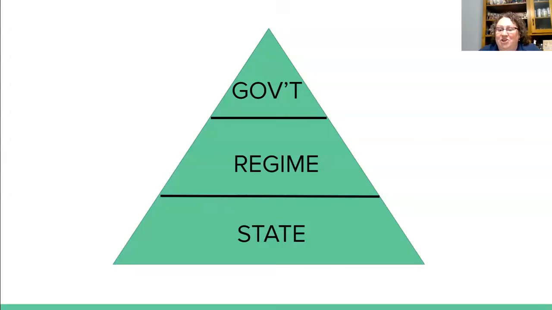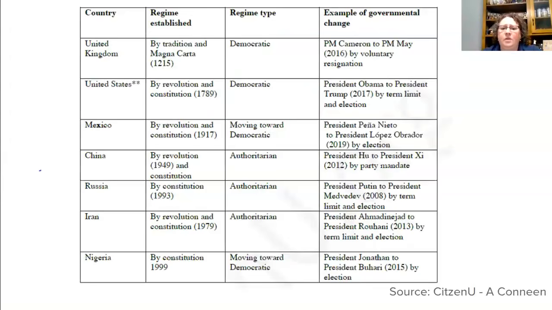The Russian Federation is a state. Their regime, probably they're semi-authoritarian, we would argue at this point. Their government is led by their new prime minister, who I can't remember his name, and President Putin. All right, so keep those straight. Now remember, we can have regime changes and we can have government changes, but we're going to come back to those types of changes in a little bit.